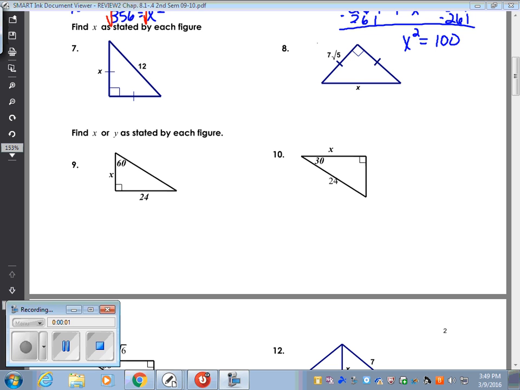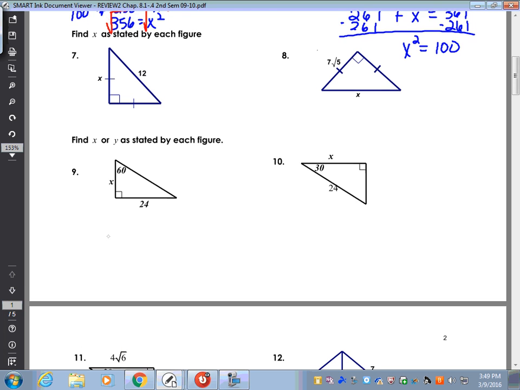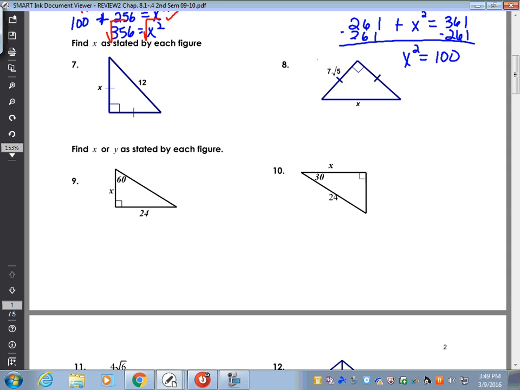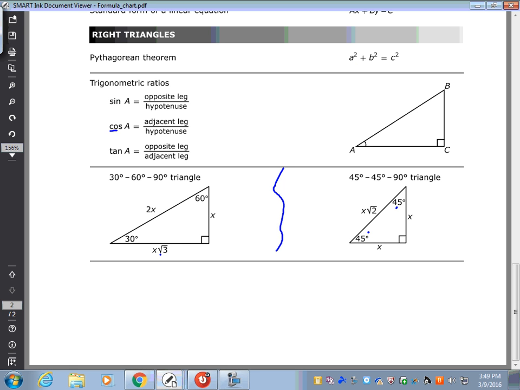Okay, if you need assistance for special rights, so that means problems 7 through 14, here's our video. I will go over some of the ones we did in class. I will give you some pointers. Remember, you're going to use your formula chart. The yellow one will be provided for you.